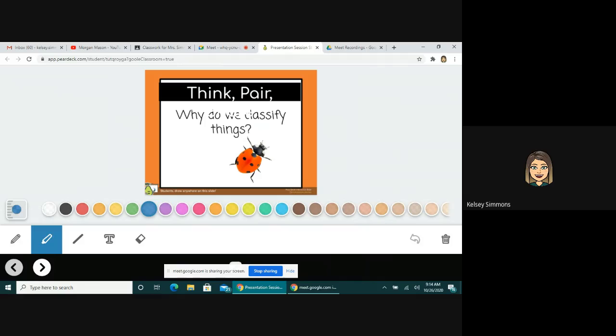So why do we classify things? I want you just to think, if we have different bugs, oops, sorry, that is our alarm today. So if we have different types of bugs, why would we classify them? Well, let's make it something that you're used to. Why would we classify something like fruits and vegetables? They're all food, right? Hmm. So why would we classify things?